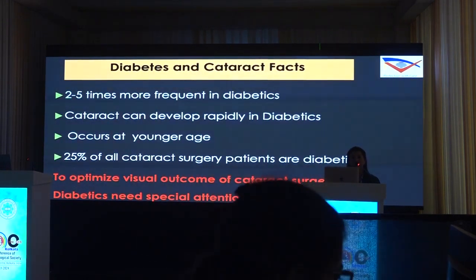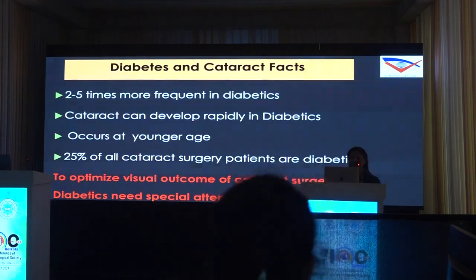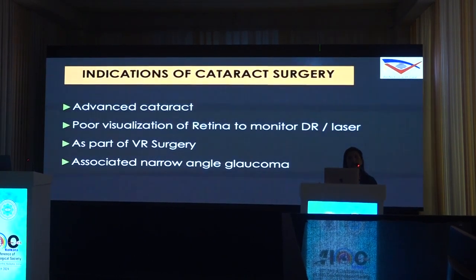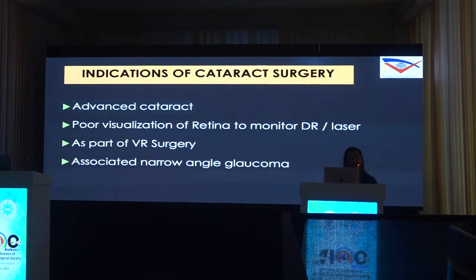Now, in order to optimize the visual outcomes, these diabetic patients really need special attention. The indications for cataract surgery could be a patient who has an advanced cataract, who has poor visualization of the retina, and in order to monitor diabetic retinopathy, to laser the patient or to manage the diabetic macular edema, we need to have a good visualization. It can be a part of vitreoretina surgery. And as we know, diabetic patients are more prone to glaucoma, so it could be as part of treatment for either narrow angle glaucoma or even neovascular glaucoma.